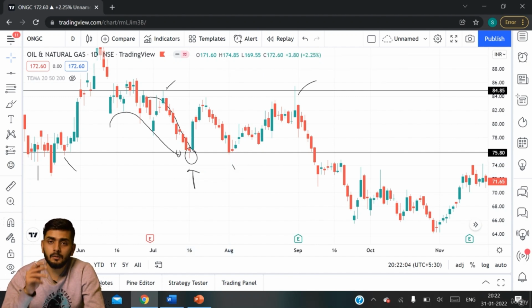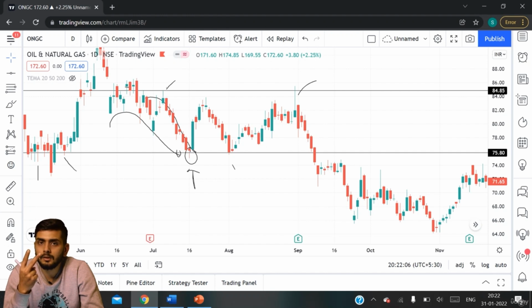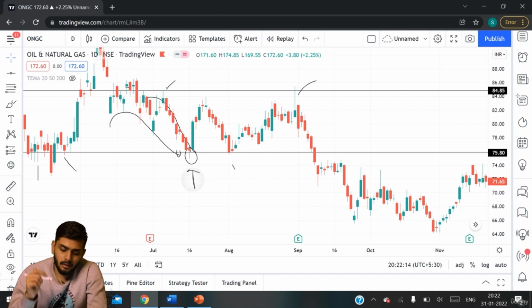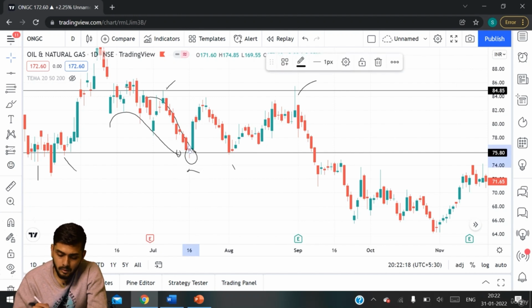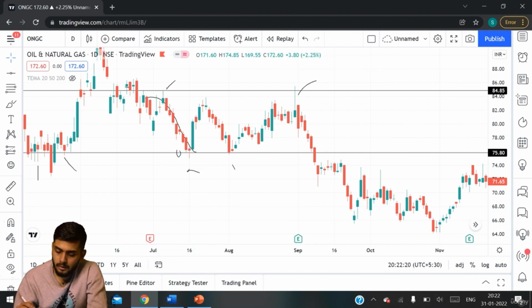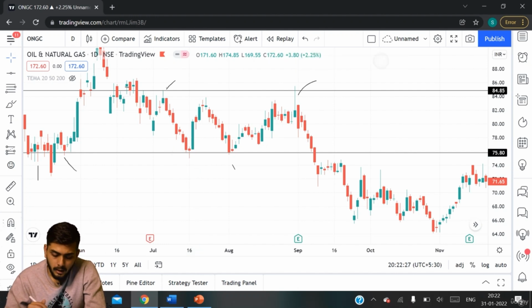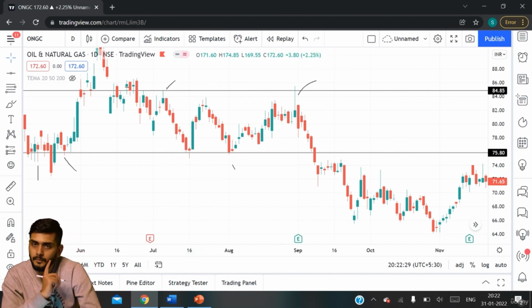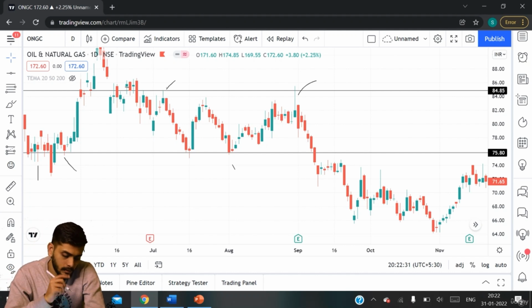Our first criterion was to get two touches, mainly from wicks. If it's done from wicks, that will be good. Body is okay, but mainly if we try to connect wicks, that is a good trend line. And if you are getting more than 4 to 5 touches, the trend line is in a very good technical place. Now what is the importance of a trend line?